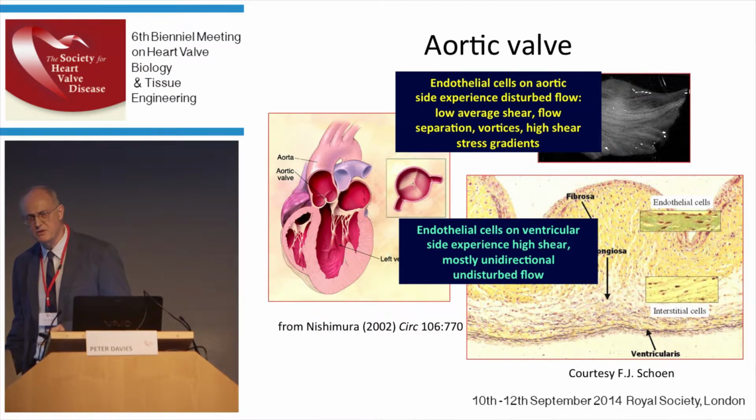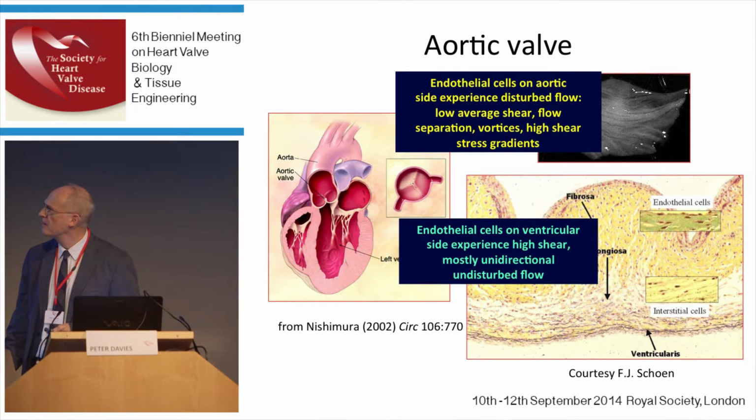I think Jonathan Butcher's work, again, comparing arterial endothelial cells in culture systems with valve cells, was an eye-opener for differences and similarities between these subpopulations. But let's look for similarities. Those on the ventricular side experience high shear, mostly unidirectional and fairly undisturbed flow.